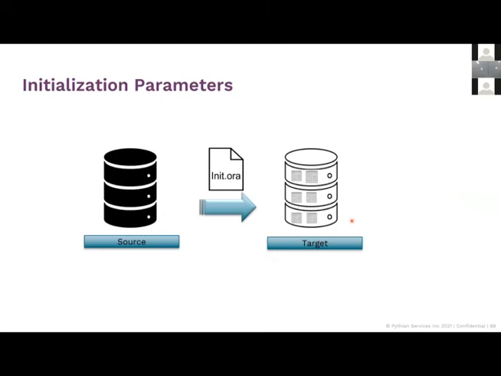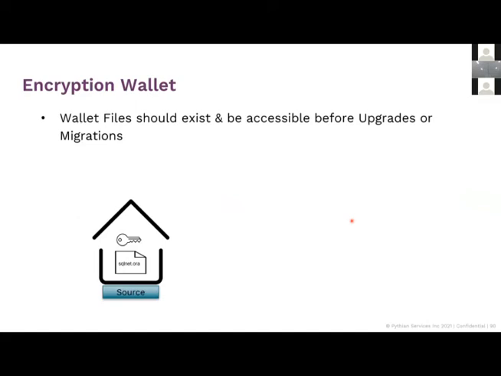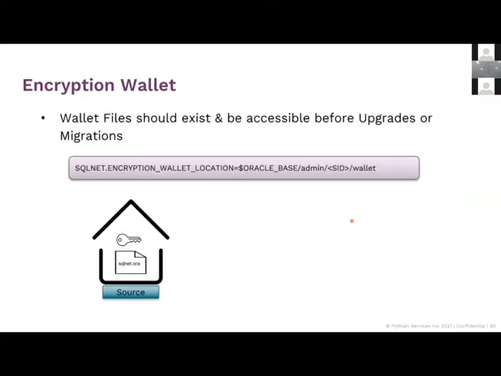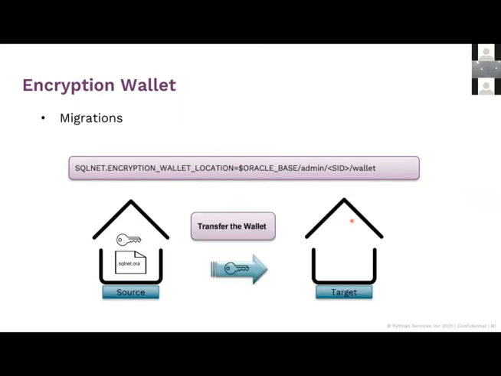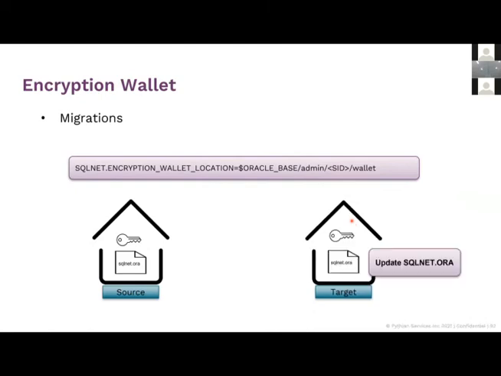Again, the initialization parameters are also something that you need to be careful about, especially the compatible parameter. Now, wallets and encryption keys are something that you need to transfer. If you're migrating your database, the basic idea is these files should be accessible on the target before you upgrade or migrate it, right? This is the default place where it is. And you'll transfer your wallet to your target.